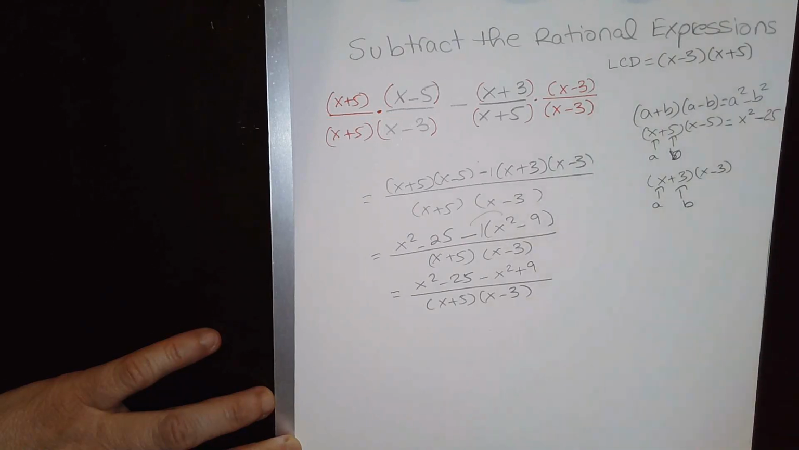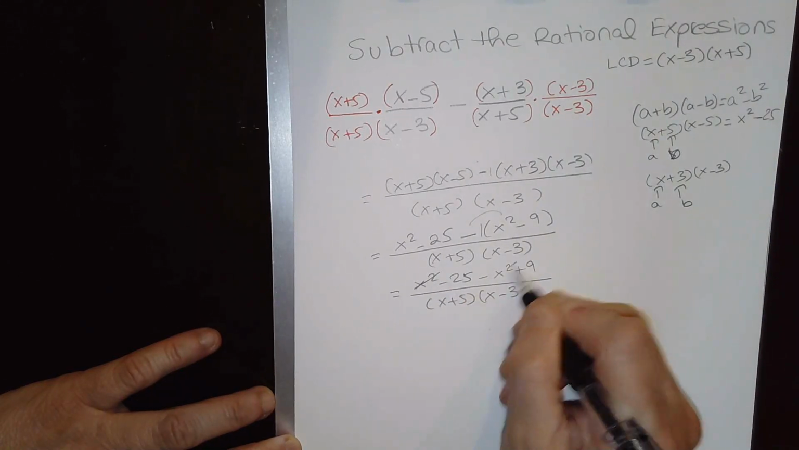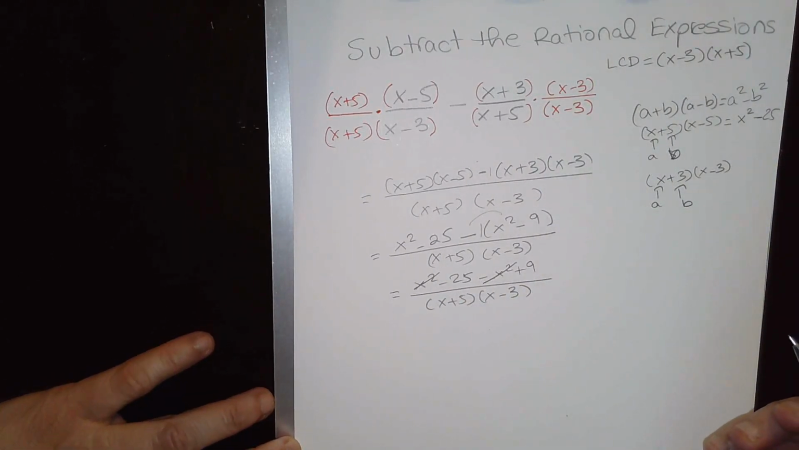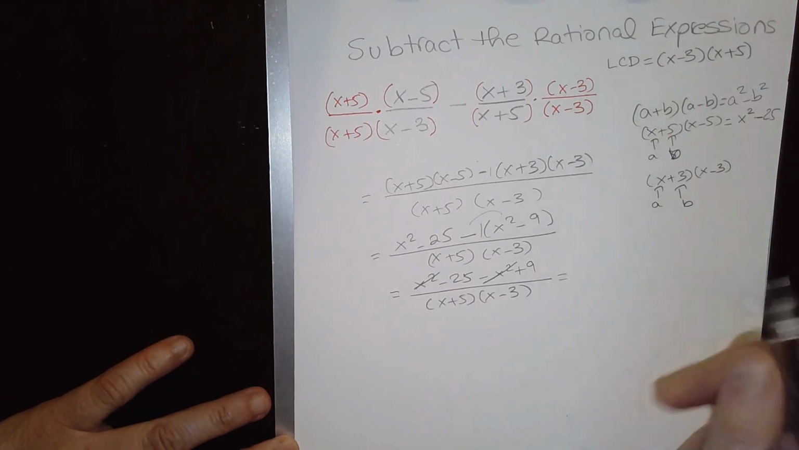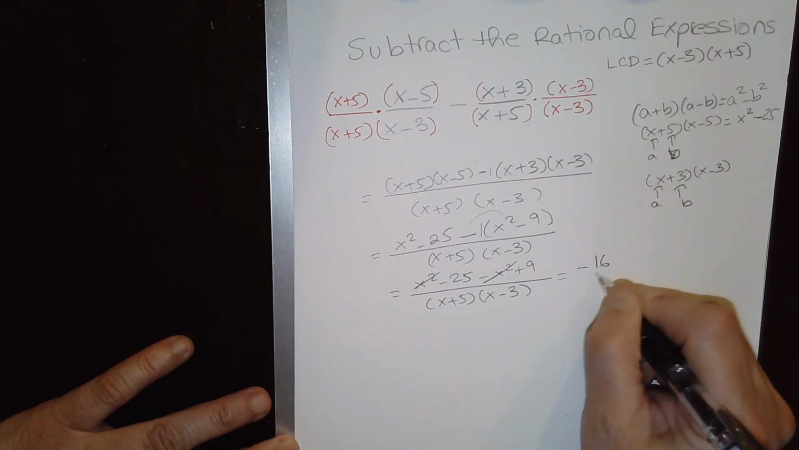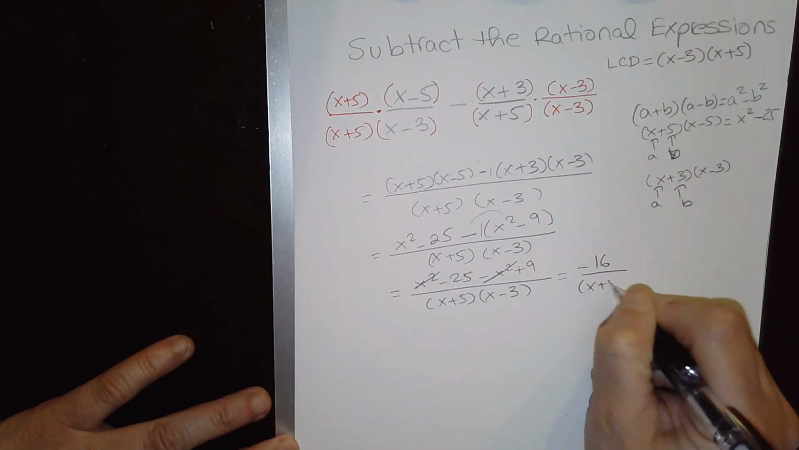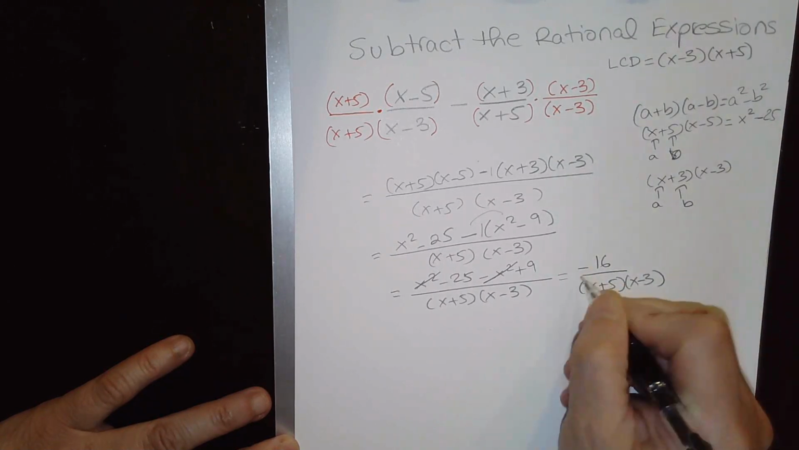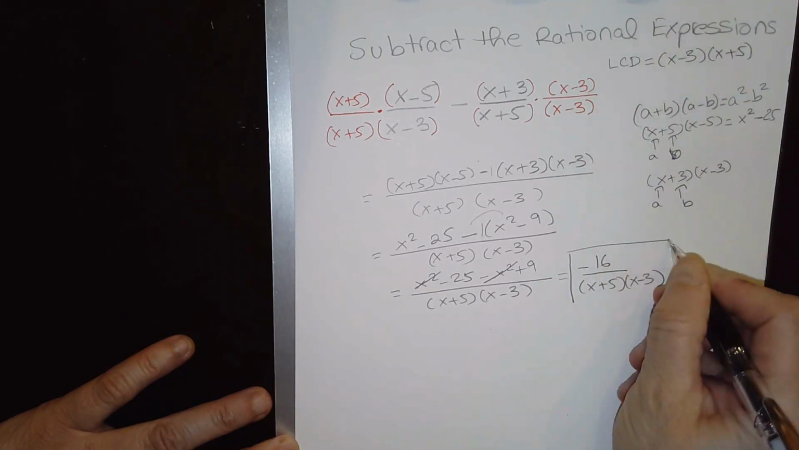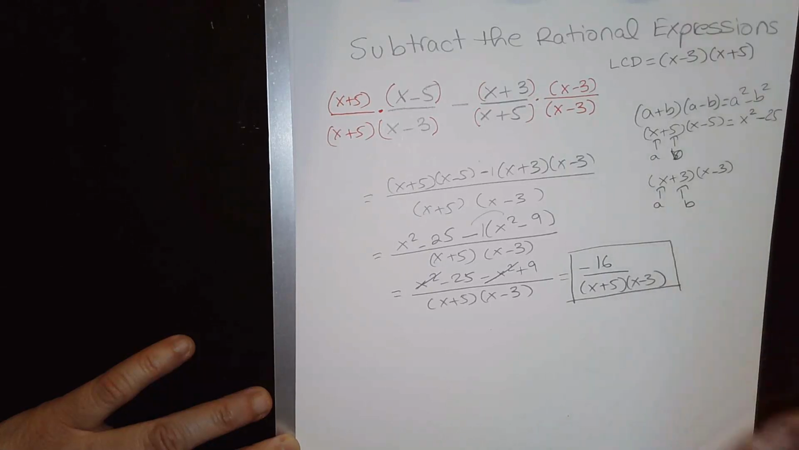So if you notice here, the x squared and negative x squared cancel out. And what you have left is negative 25 plus 9. Negative 25 plus 9 is negative 16, over (x plus 5) times (x minus 3). You can also leave the negative at the fraction bar here. This is your answer: negative 16 divided by (x plus 5) times (x minus 3).